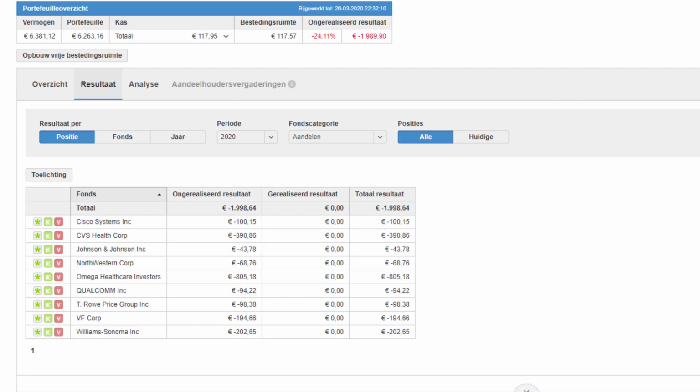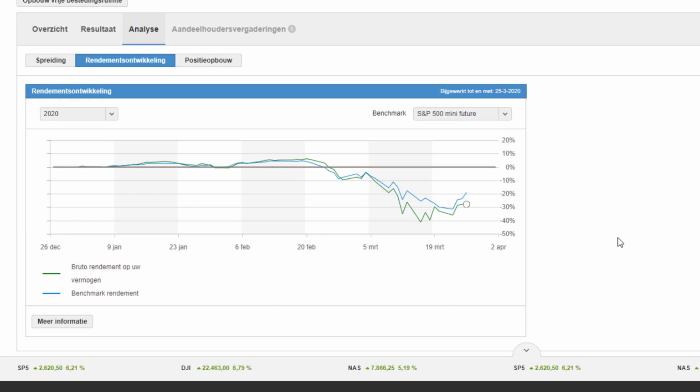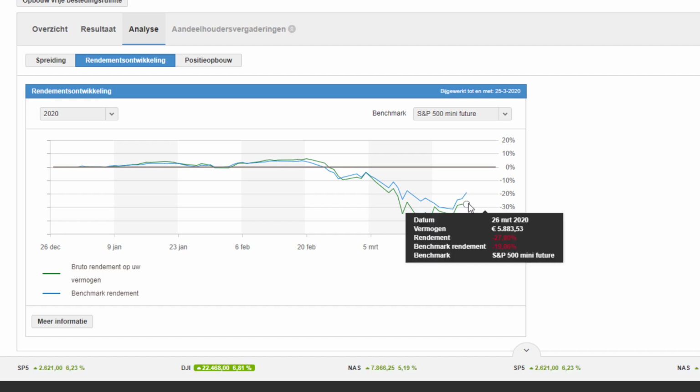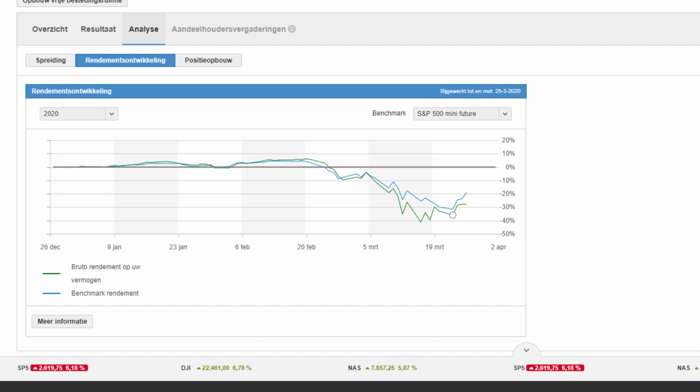And now a quick update on my portfolio. In 2020 it is still at a negative 24% and a negative amount of almost 2,000. Take a look at the return in 2020. We can see the green line is my portfolio against the S&P 500 mini future, which is the benchmark. Blue line, my portfolio is a bit lower than the benchmark, but both are climbing up a bit again after the stirring up of the markets this week. Mind you, these returns are excluding dividends.